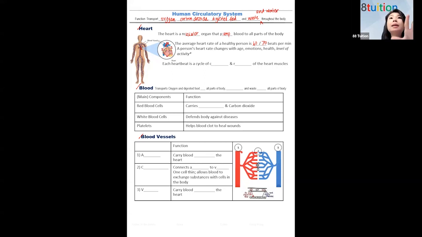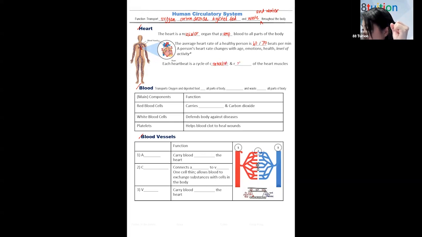So your heart rate is usually related to your breathing rate. Darius, can you turn on your video? As your heart rate increases, do you think your breathing rate will increase or decrease? Increase. Yes, so the two are kind of related. Usually when your heart rate increases, your breathing rate also increases. That makes sense.